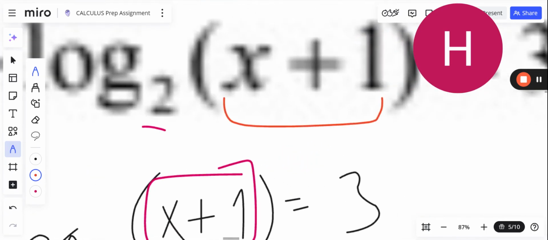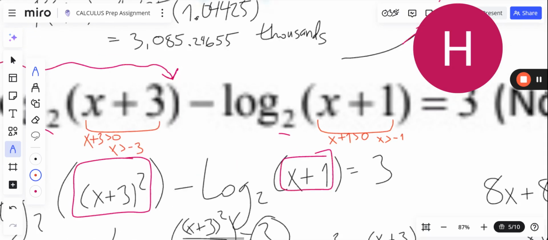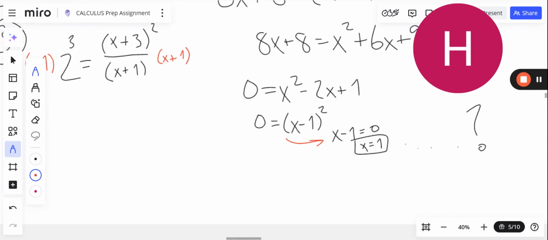Then for this one, x plus 1 greater than 0. That means x is greater than -1. So that's the restriction. And again, it checks out. x is equal to 1, which is definitely greater than -1.